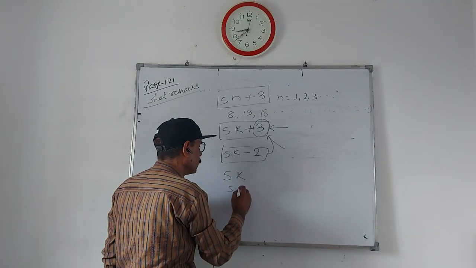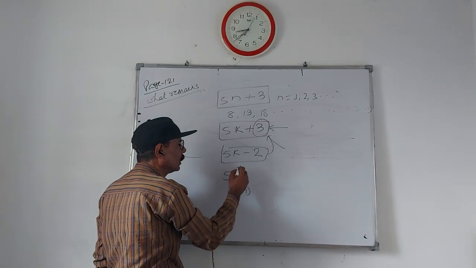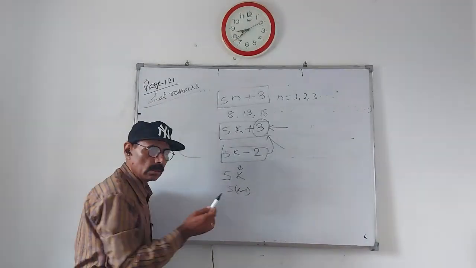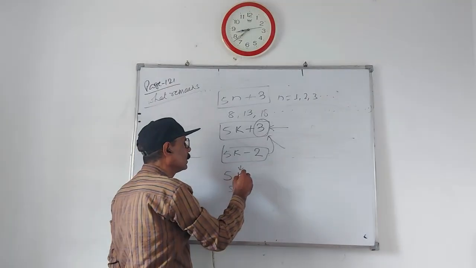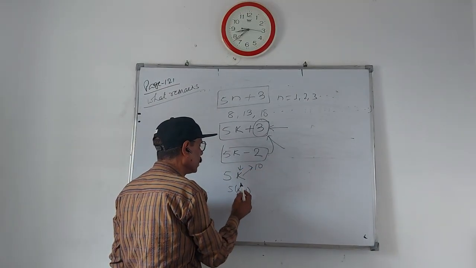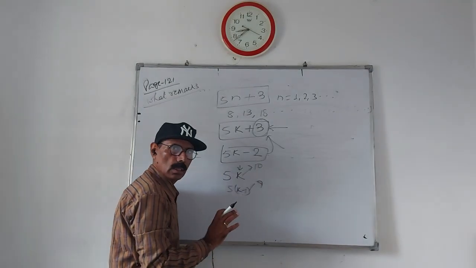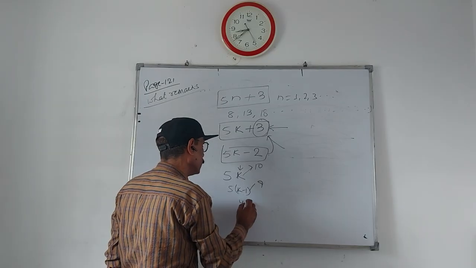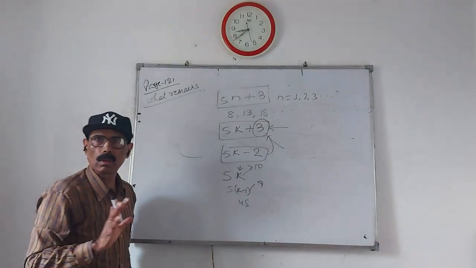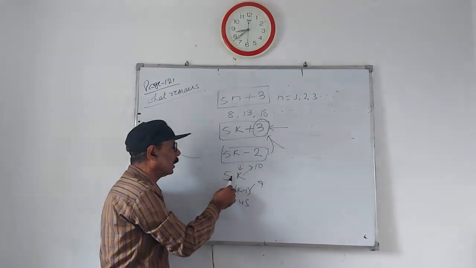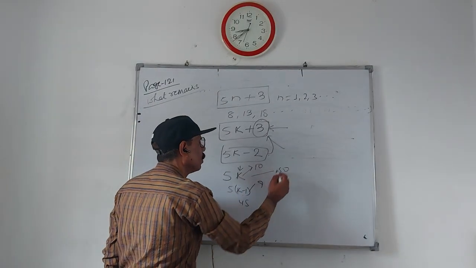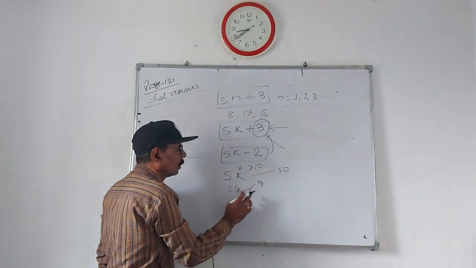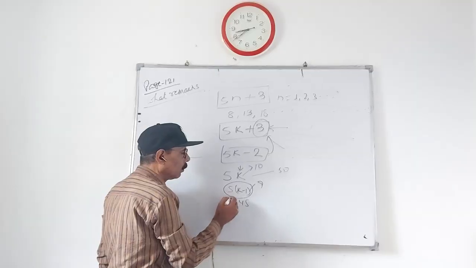That means 5k minus 1. Suppose k is 10. So k minus 1 is 9. Then this number is 9 times 5, 45. Is this also divisible by 5 or not? Understood? Here in place of 50, what we have done is the same number, 50 minus 5, which gives 45.